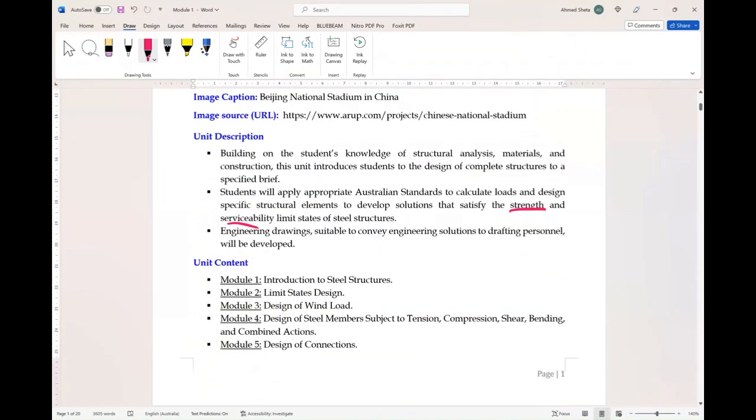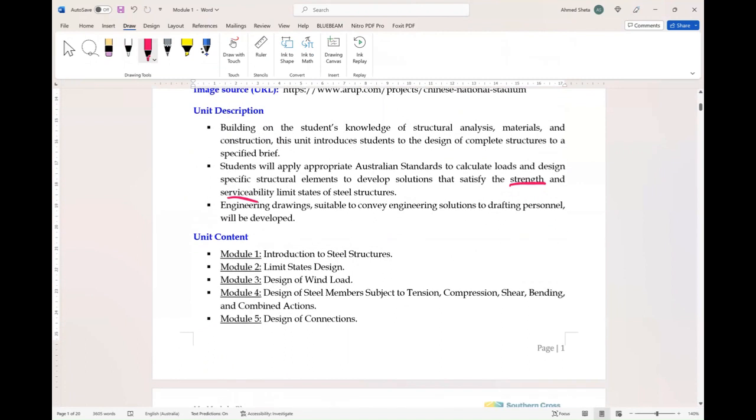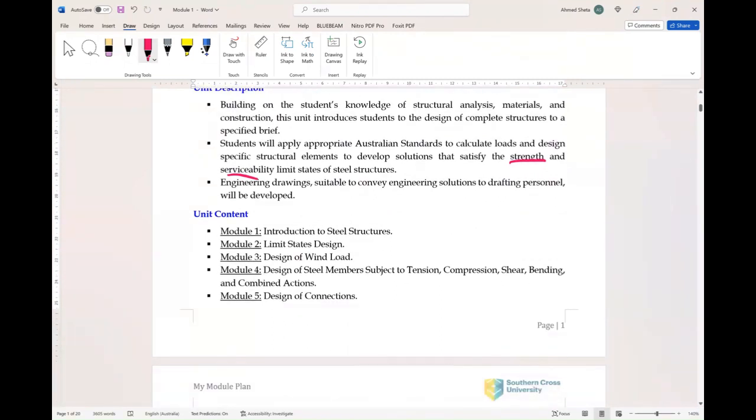The unit consists of six modules. The first week is module number one, introduction to steel structure. The second one will be limit state design. The third one will be design for wind load. The fourth will be design of steel members subject to different actions: tension members, compression members, members under shear, members under bending, and combined action.